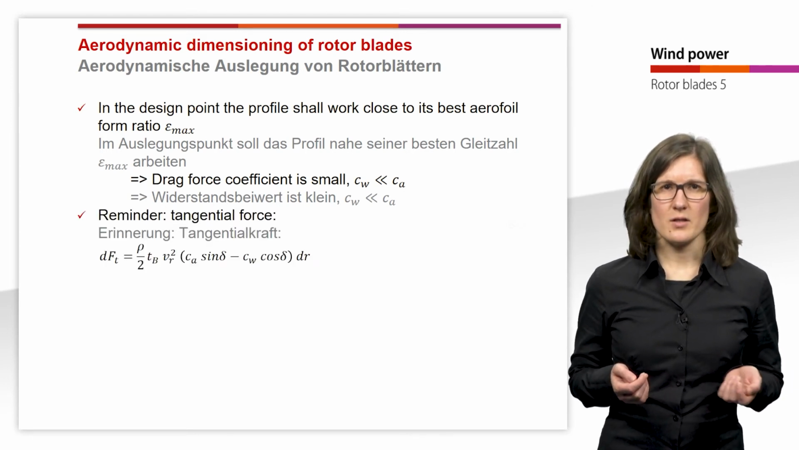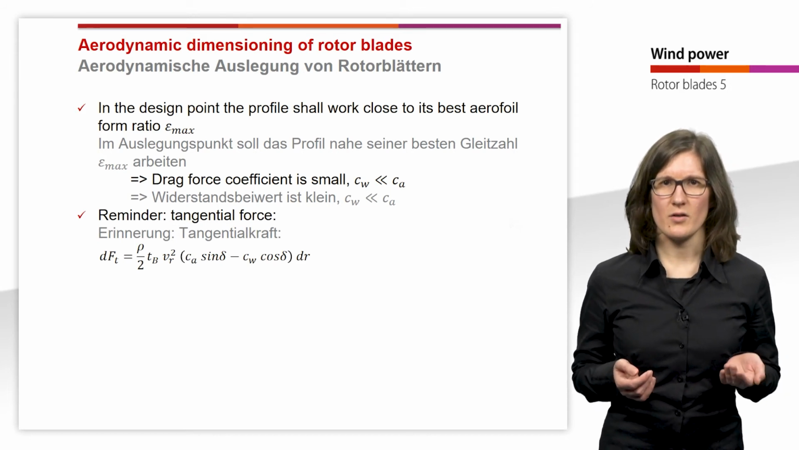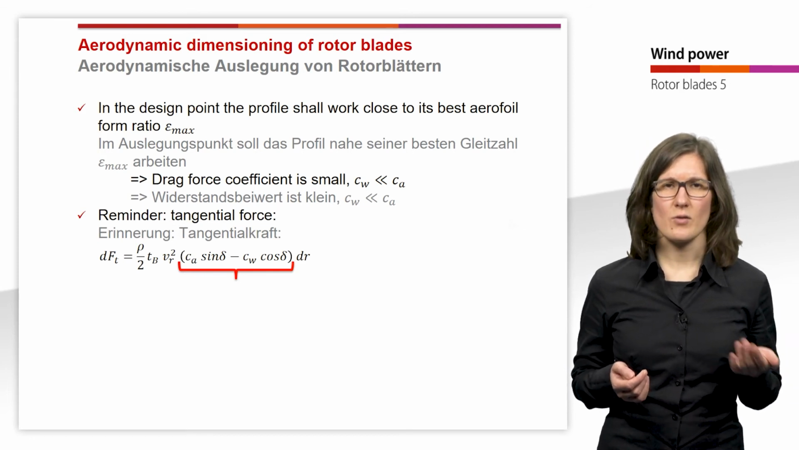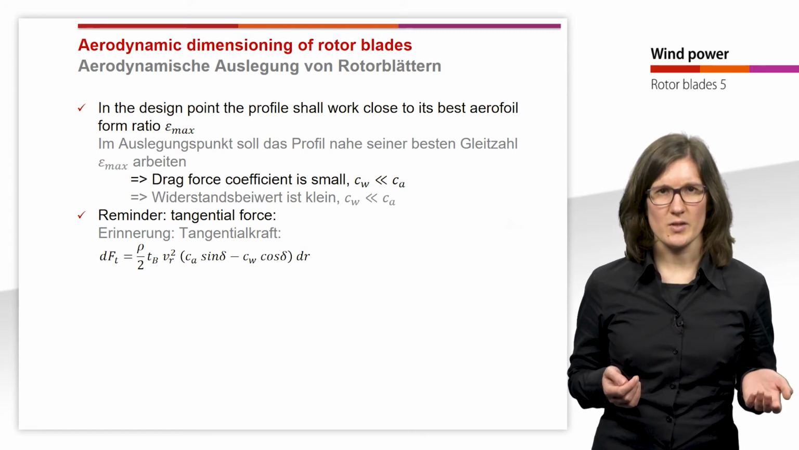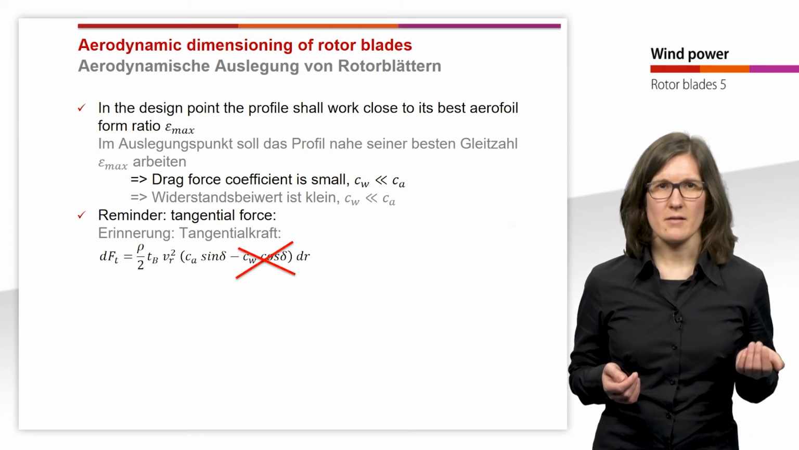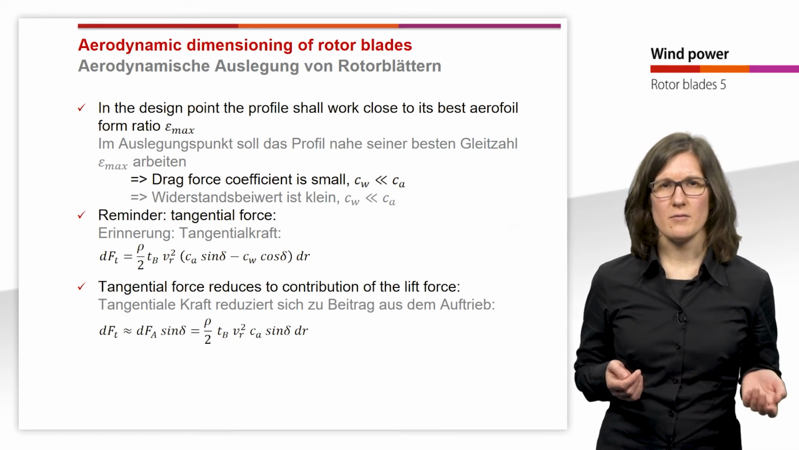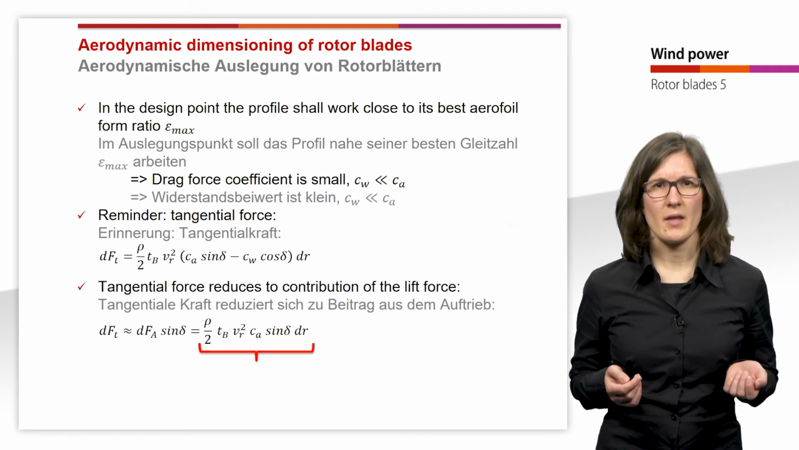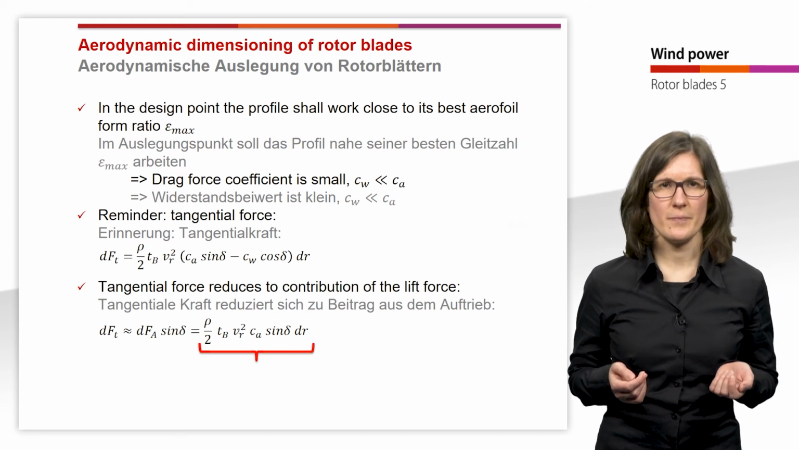As a reminder, you can here see how the tangential force is calculated. The tangential force contains a term including the lift force coefficient and the drag force coefficient. And if the drag force coefficient is negligibly small, it disappears in the equation. And thus the tangential force reduces to the contribution of the lift force and is calculated according to this formula here. And this formula only contains the lift force coefficient.